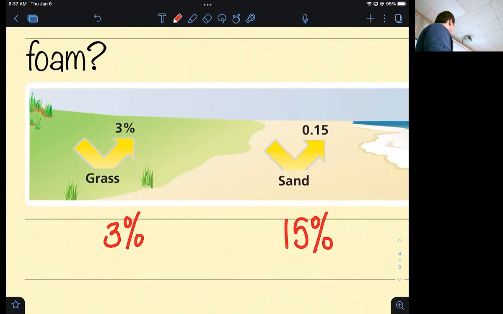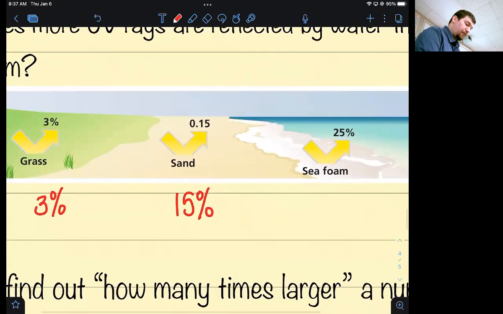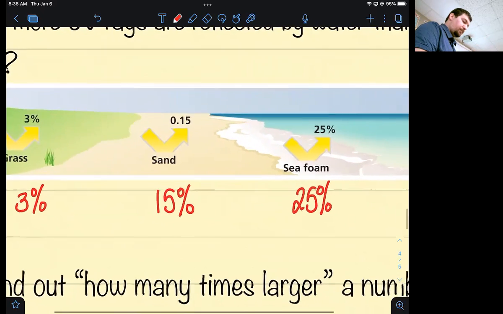So even though the sand absorbs less sunlight than the grass, it doesn't do anything with it other than just get really hot. So that's why it's harder to walk on sand than it is grass in the sunlight. Seafoam reflects 25%. So it absorbs 75%. If you walk into the ocean, the warmest water is going to be right as you walk right in, right? It absorbs a lot of that, the seafoam does.